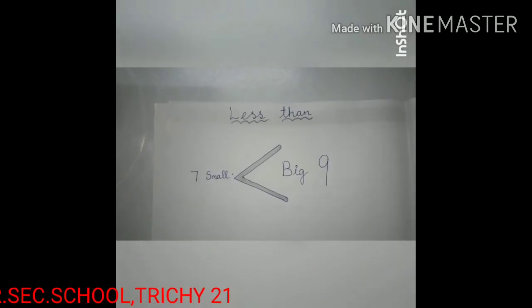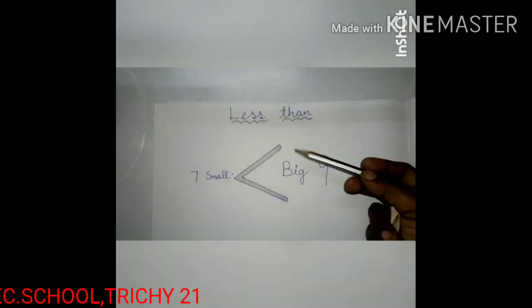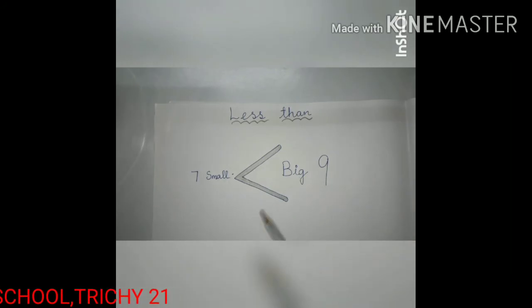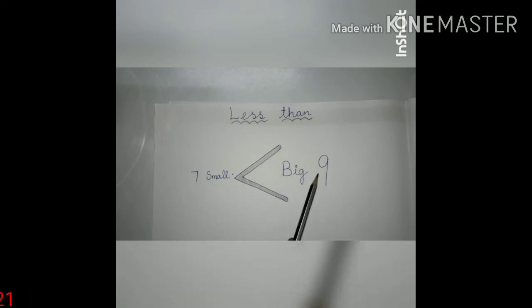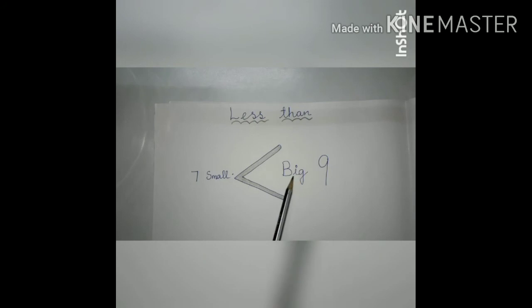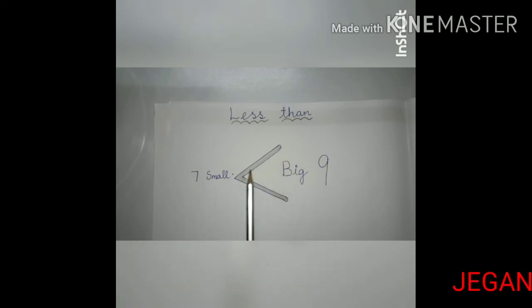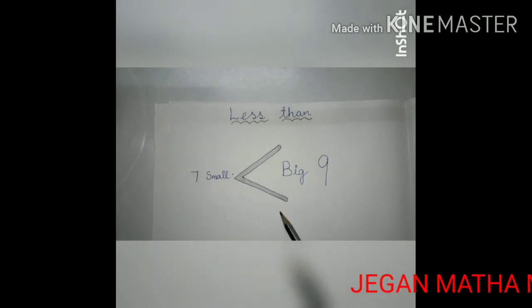See, look at this, children. Yes, less than sign. How to draw the less than sign? This is the way you have to put the sign. Very easy, no? Yes, kids, look at this. 7 is a small number compared to this 9. Am I right? 9 is a big number, 7 is a small number. So you must put the less than sign in this way. This is the less than sign.